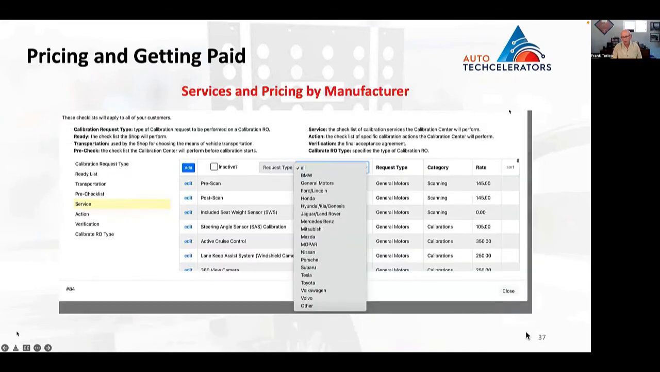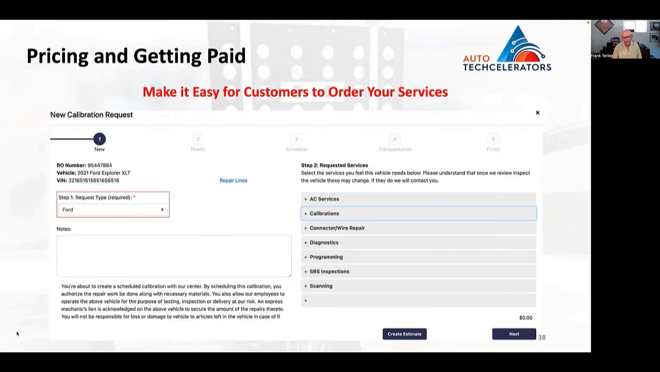You'll also notice, by the way, a little quote down here, they're also provided with the ability to create their own quote. And for those of you who are on the webinar, and those of you who deal with insurance companies, there are some insurance companies that require a quote early on in the process. So this is one of the reasons why we do that. But anyway, so you need to make it easy for your customers to order your services.